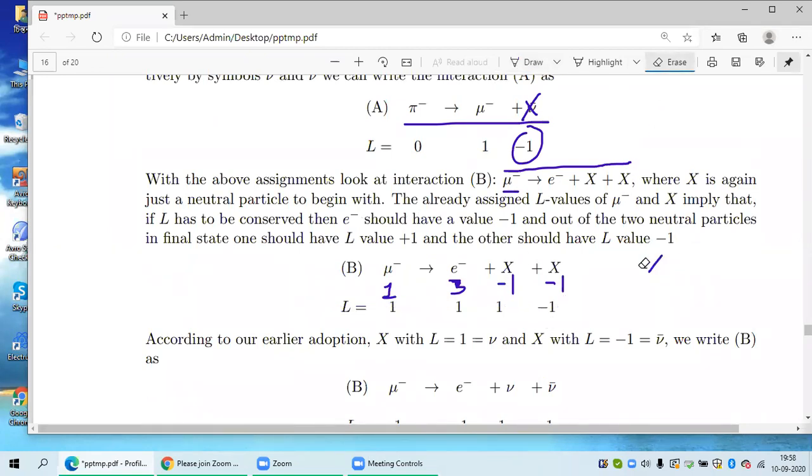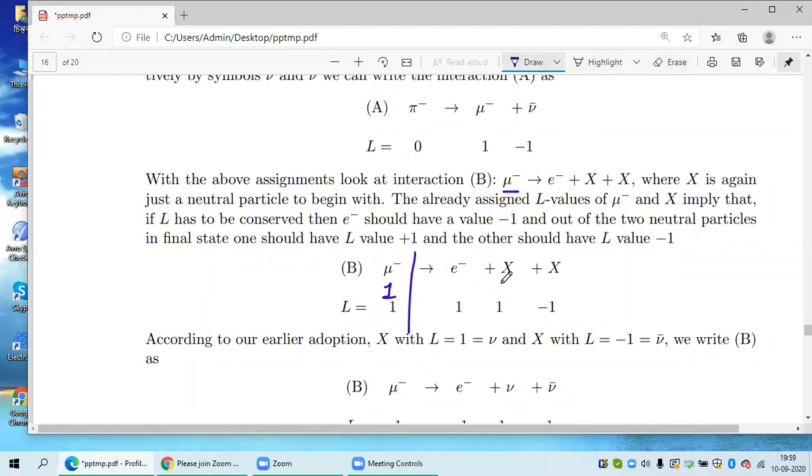Another option is this. Mu is 1 for this, this is fixed, this is initialized. The other option is, since you don't know whether the two x's are the same, you now lose your assumption that these are two identical neutral particles. Clear? Choose that this neutral particle and this neutral particle are different. One is nu and another is nu bar.